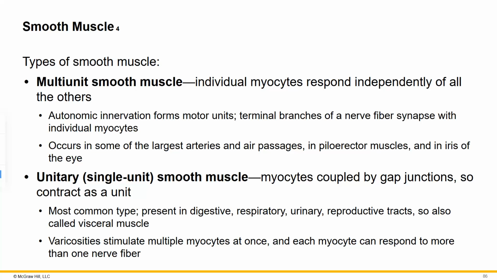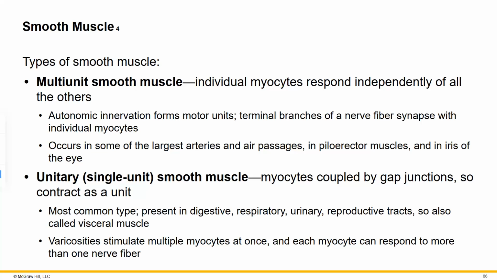There's multi-unit and unitary, or single-unit, smooth muscle. In multi-unit smooth muscle, individual myocytes respond independently of all the others. Autonomic innervation forms motor units; terminal branches of a nerve fiber synapse with individual myocytes. It occurs in some of the largest arteries and air passages.